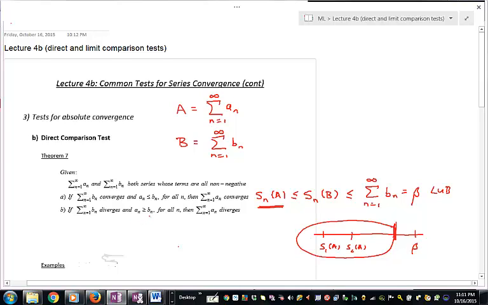And notice that conversely, if the B series diverges and every term in the A series is greater than the corresponding term in the B series, then the A series has to diverge. And the reason why is because if we look at the partial sums now, the partial sum for B is always going to be less than or equal to the partial sum for A. And since this diverges to infinity, then it also has to be true that the A series also has to diverge to infinity too.